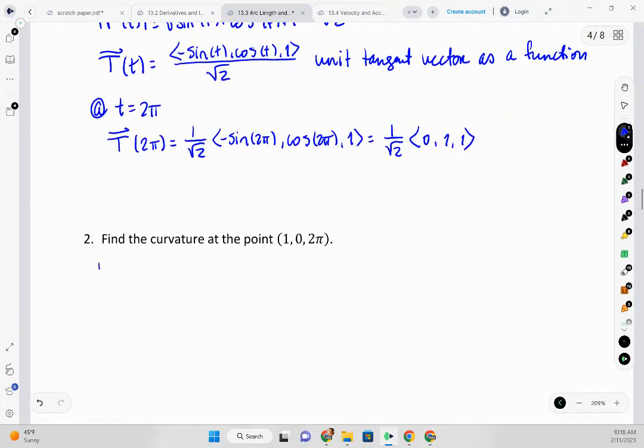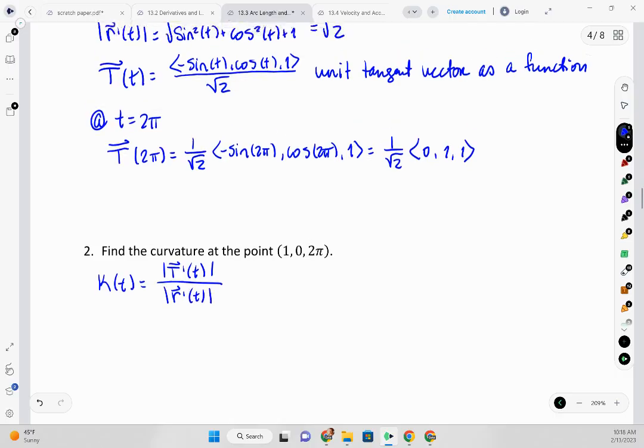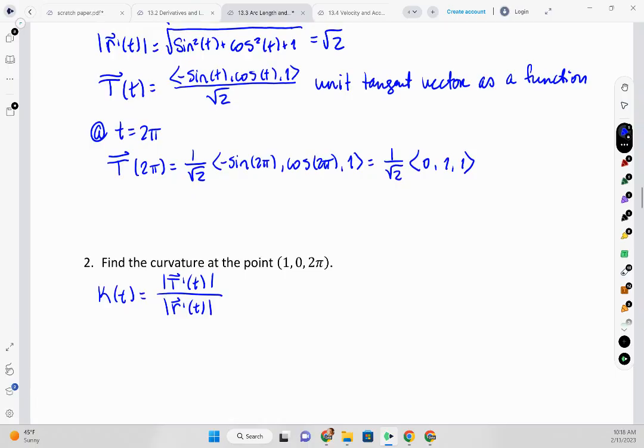All right, so I'm going to use kappa of t is the magnitude of T prime over the magnitude of r prime. Okay, now I found T of t as a function up above. That means that's what I need to find the derivative of, T prime of t. The constant in front is 1 over square root 2. That won't change. But inside, the derivative of negative sine is going to be negative cosine of t. The derivative of cosine is negative sine. And the derivative of 1 is 0.